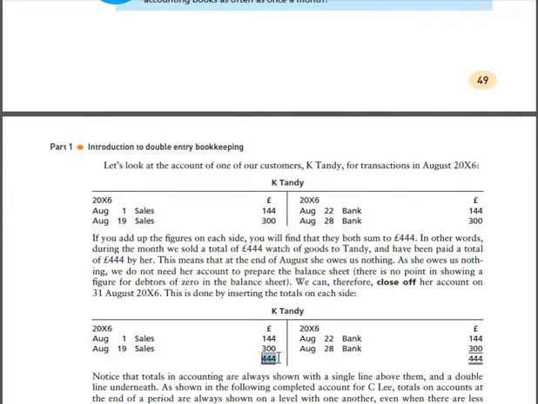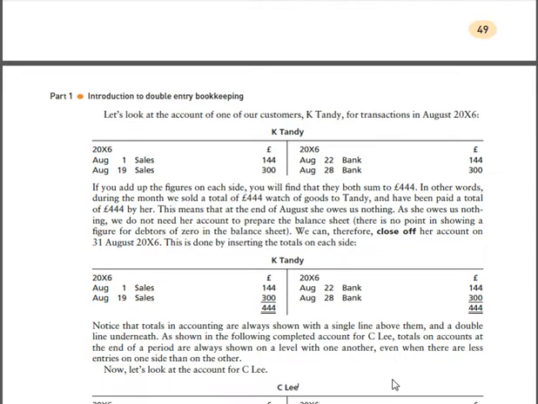This is done by inserting the totals on each of the sides. When both of the sides are equal, this means the account is closed off. We don't need to take it to the next period. If K Tandy plans to purchase goods from us in the month of September, we'll have a new account opened for K Tandy, because for the month of August she has completely settled her account.